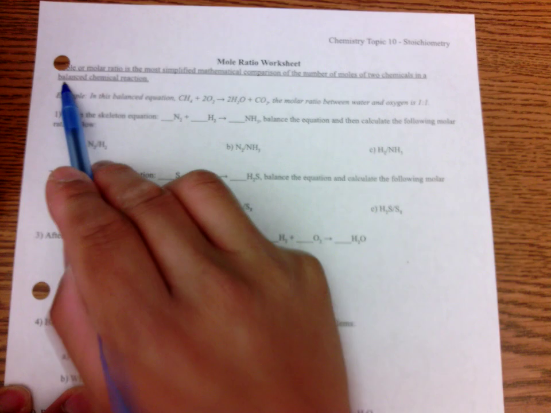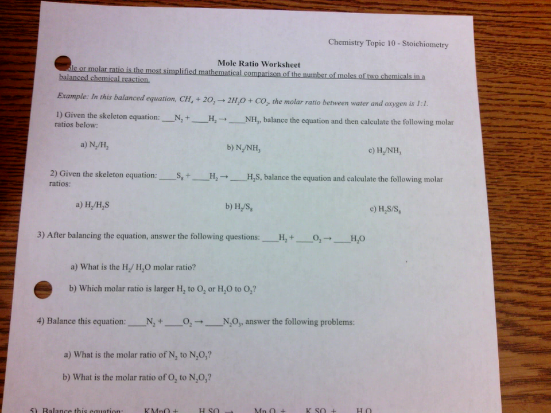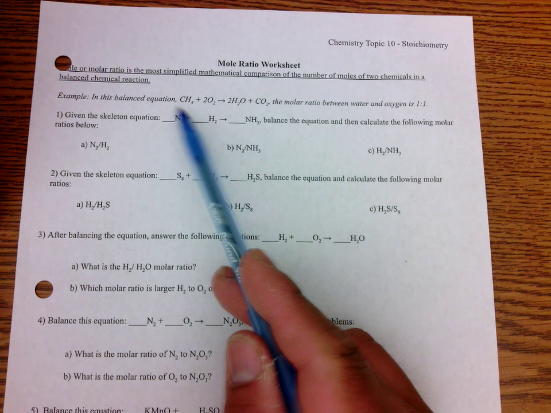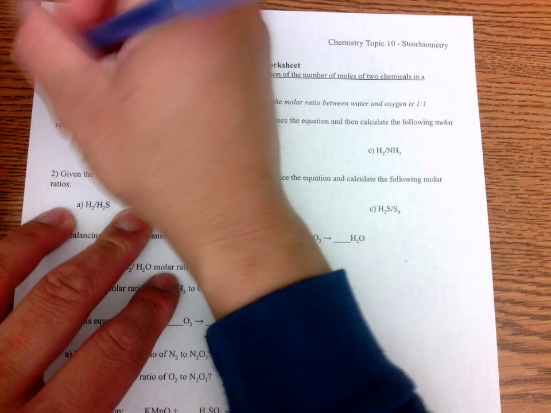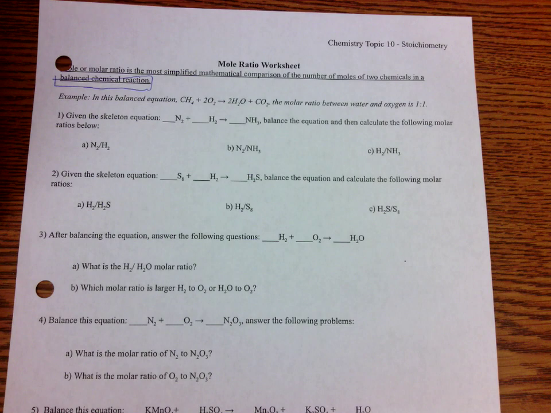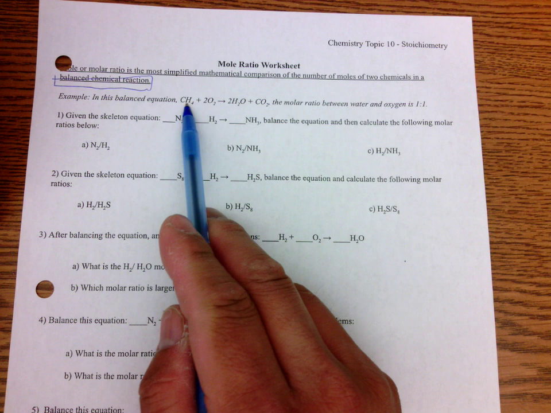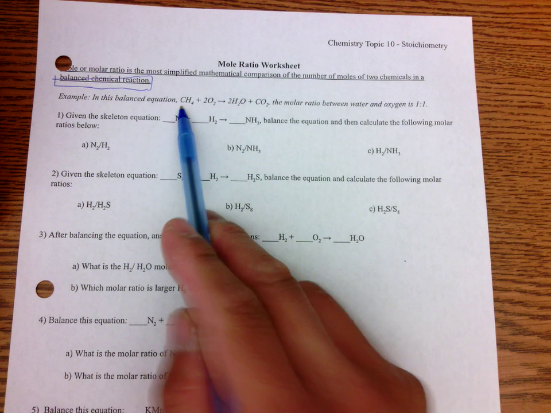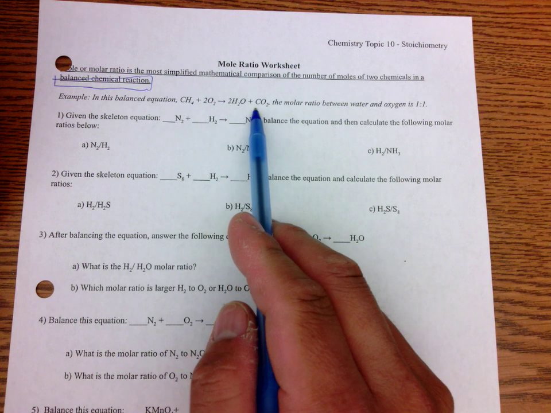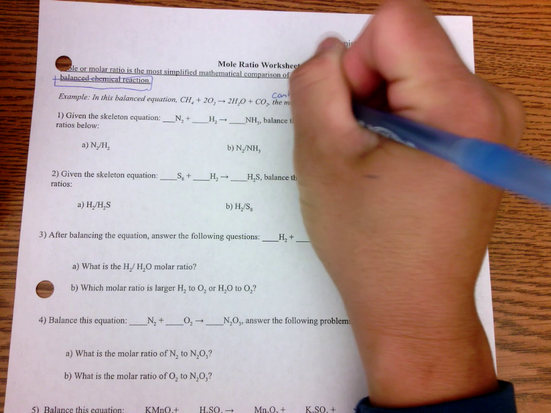So I want you to circle balanced chemical reaction, because in order for you to create mole ratios, you're trying to compare two chemicals, but you first need to have a balanced chemical reaction first. Okay? So, for example, here is a balanced chemical reaction between methane and oxygen to create water and carbon dioxide, which, I don't know if you remember this, is a combustion reaction.